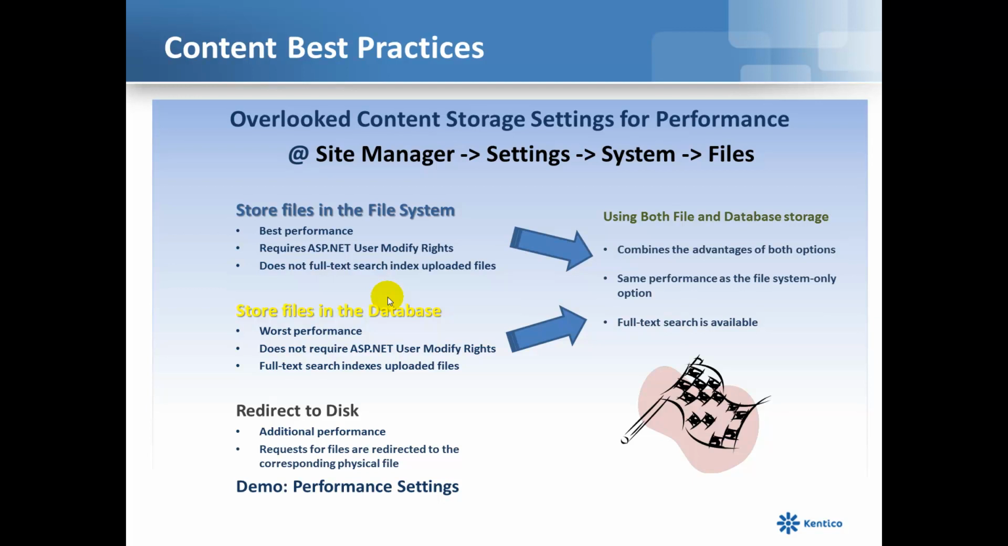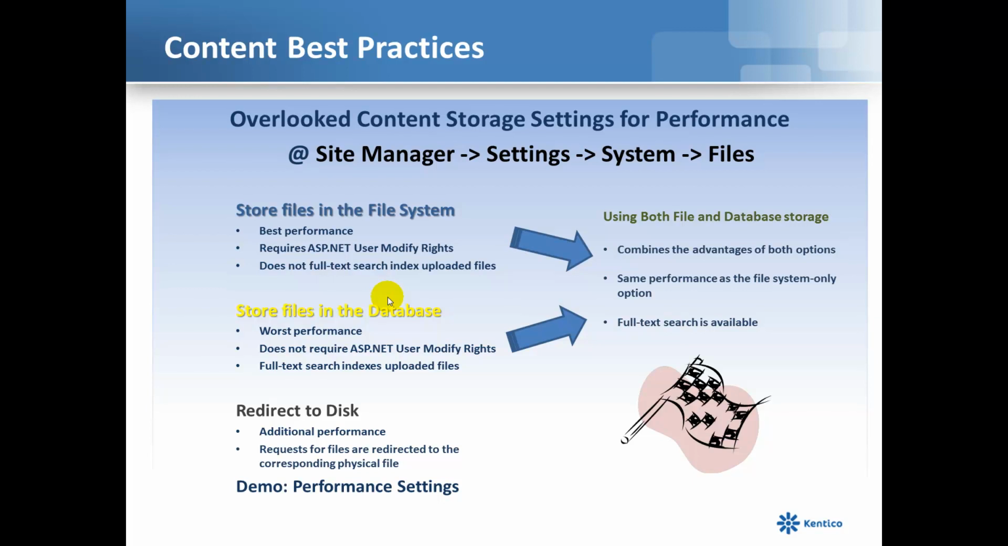Now, the other option I run into is redirect to disk. What does this mean? If I'm already storing it in the file system, why do I have to redirect to disk? Well, it increases the performance just a little bit, and the requests for files are redirected to the corresponding physical file if available. So if that file is uploaded into Kentico and it was in the database, and you requested it, and it puts it on the file system, or it's already there, then it's automatically going to redirect to disk first. So keep that in mind when you're setting up store files in the file system. It's also a good idea to turn on redirect to disk.